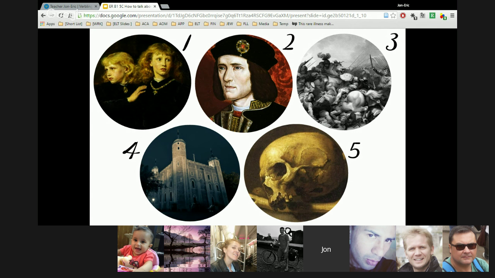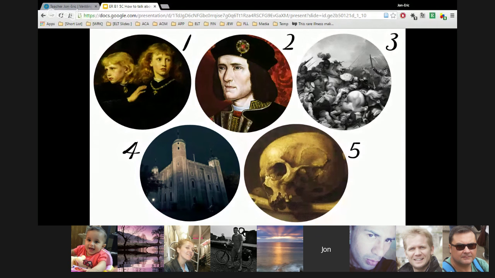Mr. Miko, what do you think about number 5? What does that add to the mystery there? So we've got a battle, we've got a tower. What do you see in number 5? Does that add anything? Maybe they found some bones in the tower. Maybe. Okay.